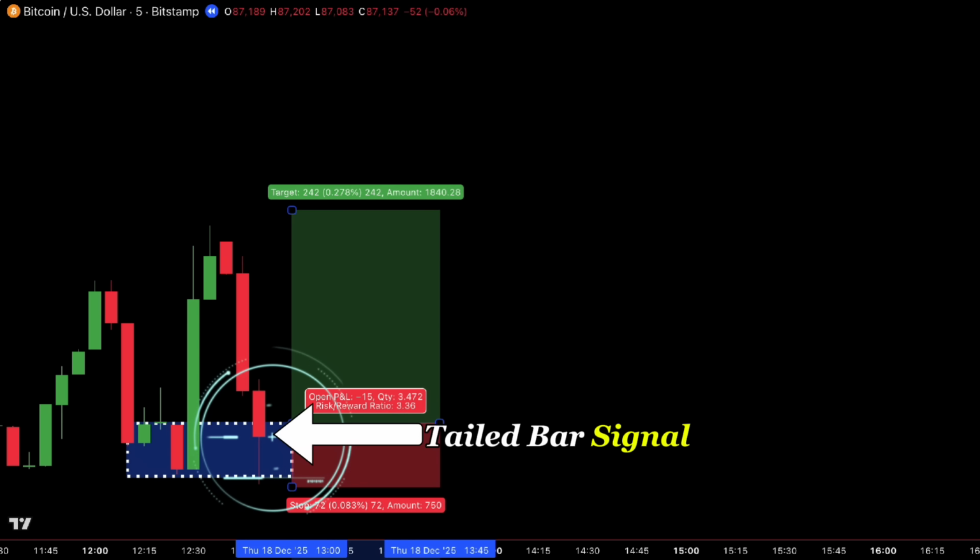Let's break it down. The long tail on the candle shows that the market was pushed below the demand zone, but buyers stepped in and rejected the lower prices. This tells us that smart money is absorbing all the selling pressure, ready to drive the market upward. The small body with the long tail signals that buyers have taken control, giving us the green light to enter the trade.